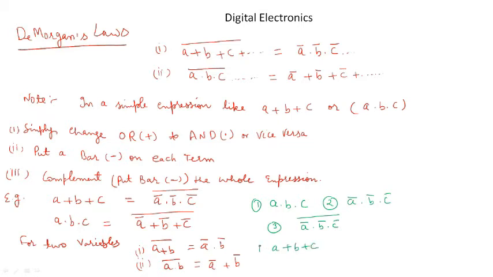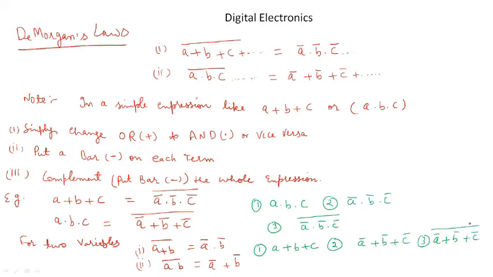This is your first step. In the second step, we will complement each term. It will be A bar plus B bar plus C bar. And in the third step, we have to complement the whole term. So it will be A bar plus B bar plus C bar, and the complement of the whole.